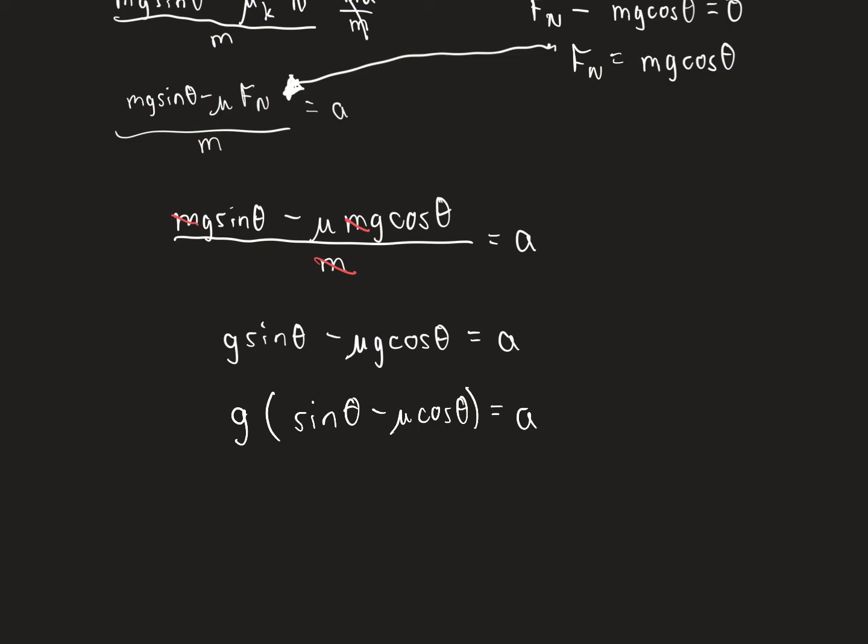And what do we do with final answers? Circle final answers. Question for Brooks? Oh, it's still there. I'm too fast and loose with the mu k's. Okay. So that's what we just solved. A equals g times quantity sine theta minus mu cosine theta. We were looking for a equals g times sine theta minus mu times cosine theta.